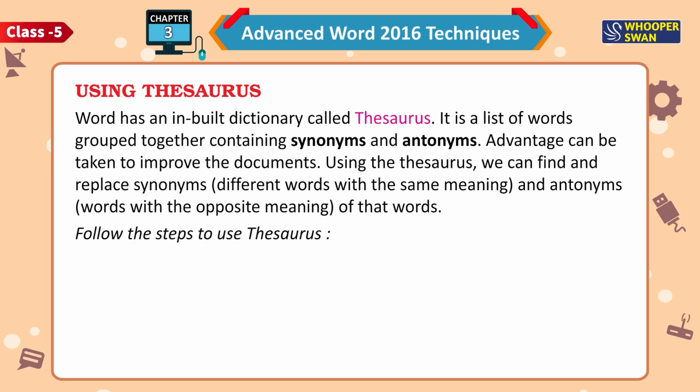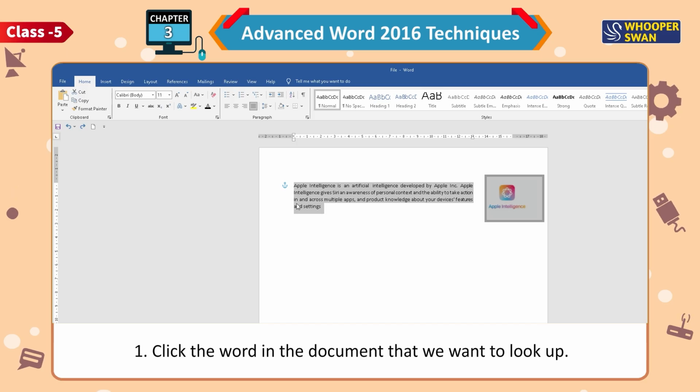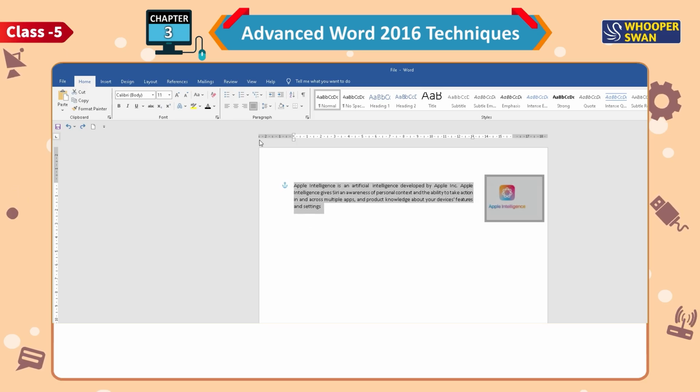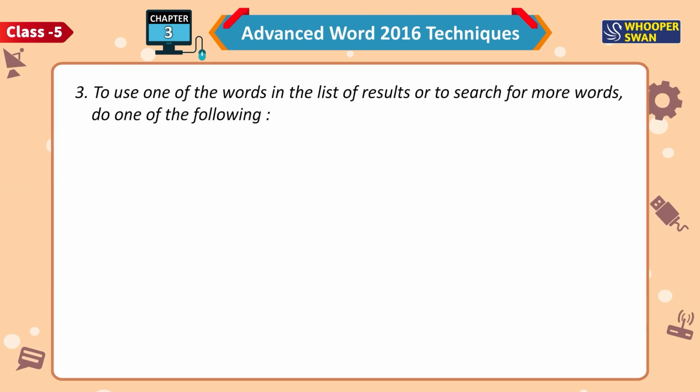Follow the steps to use Thesaurus. Step 1. Click the word in the document that we want to look up. Step 2. On the Review tab, click Thesaurus. Step 3. To use one of the words in the list of results or to search for more words, do one of the following.